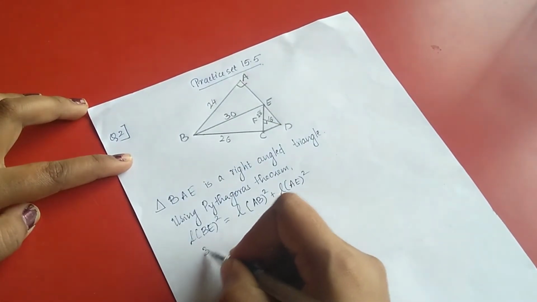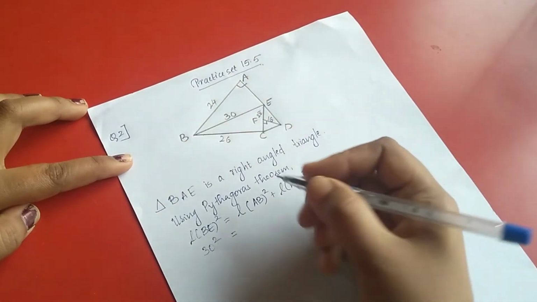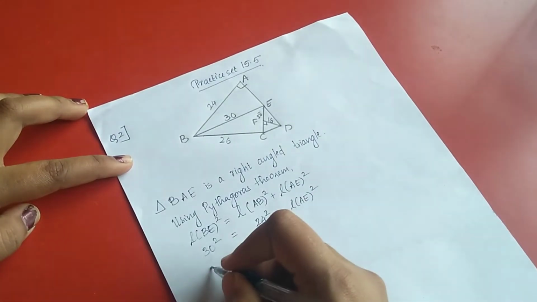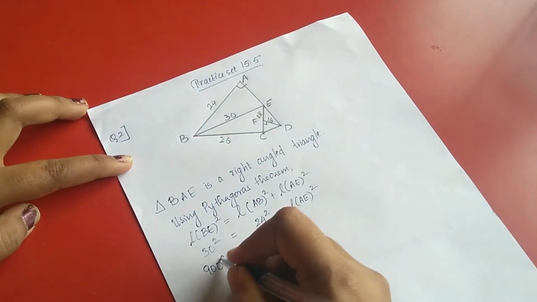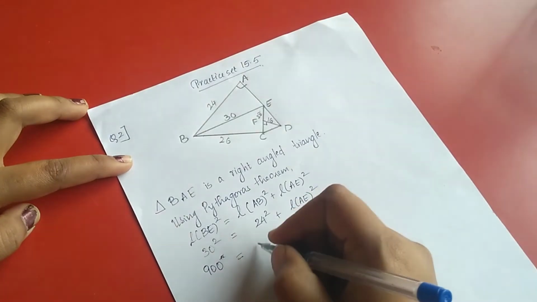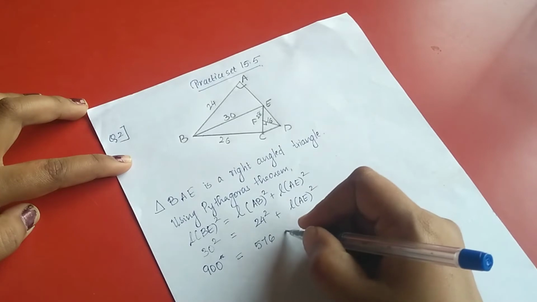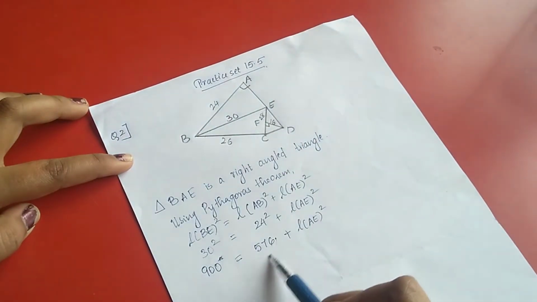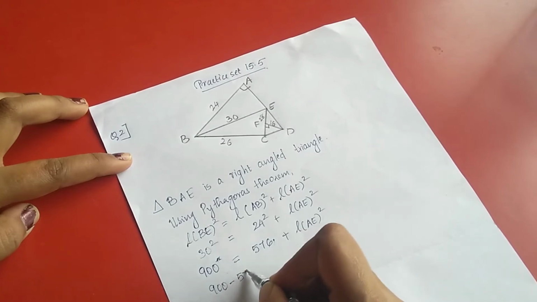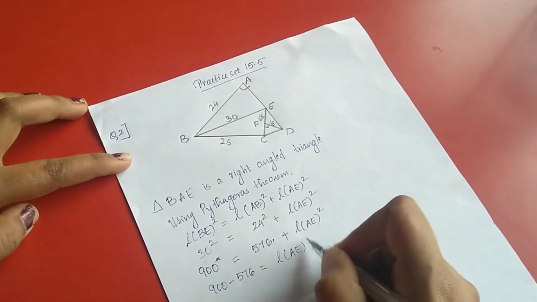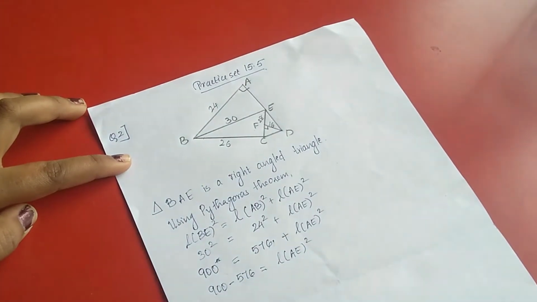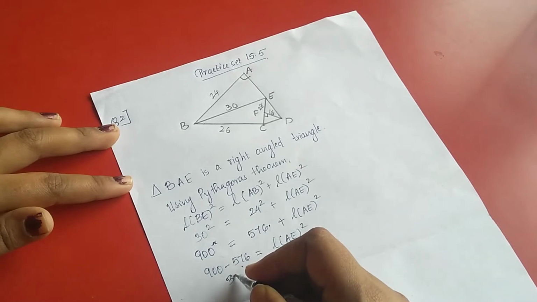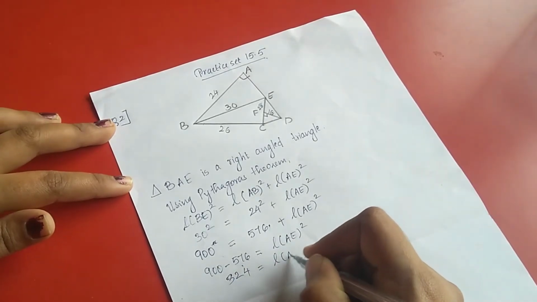BE square is nothing but 30 square is equal to AB is what here? 24 square plus AE square. 30 square is how much? It is 900 is equal to 24 square is 576 plus length AE square. Now what are we going to do? We are going to shift 576 over here. So you will get 900 minus 576 is equal to length AE square. How much? It will be 324 is equal to length AE square.